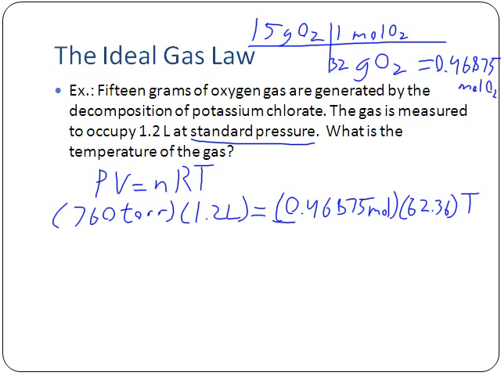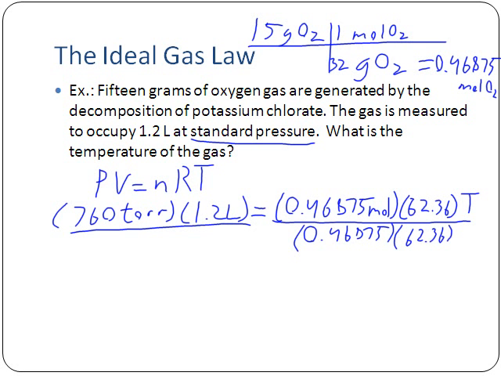Similar to before, to solve for the temperature here, we're just going to have to divide by the two guys that are next to the temperature. So divide by 0.46875 and divide by 62.36. And we're going to say the same thing over here because I don't feel like writing it again. And so it cancels on this side, and we should be just left with the temperature.